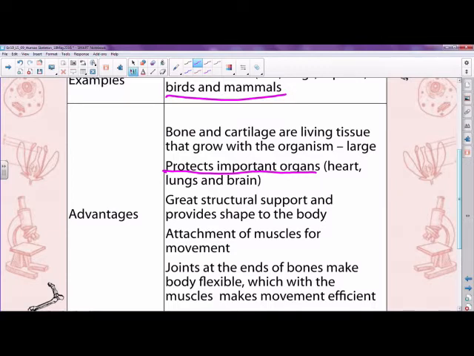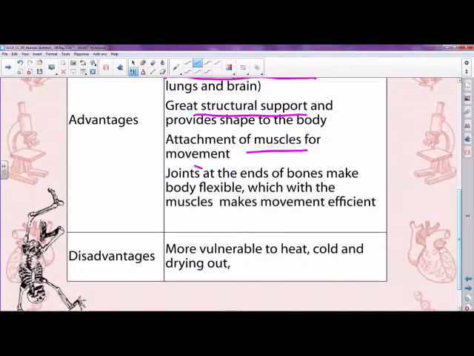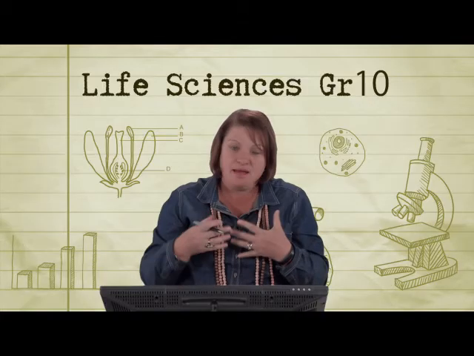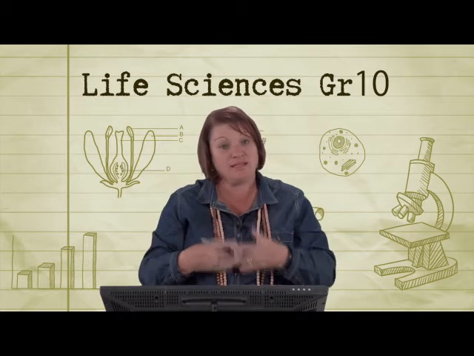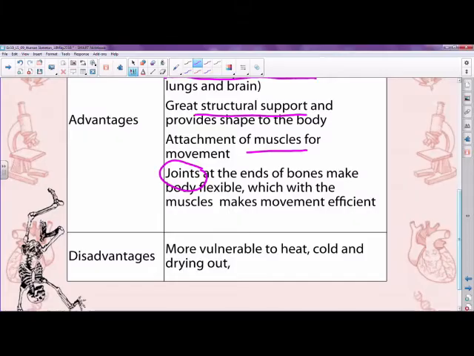We're also going to see it provides support. It keeps us upright. We need to move, so we need to have muscles attached to our skeleton. And what we're going to look at next week is joints: how our body is able to move far more freely, and how we arrange the different tissues in our skeletal system. Now, obviously, a disadvantage is that we're more vulnerable to heat and cold, because we're almost exposed.